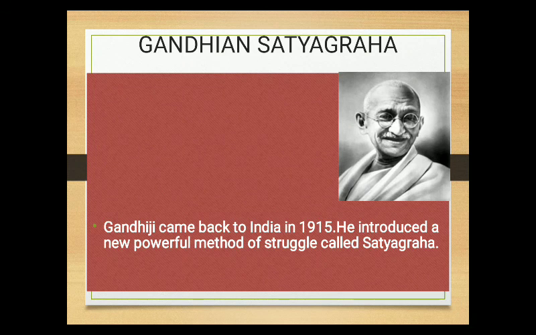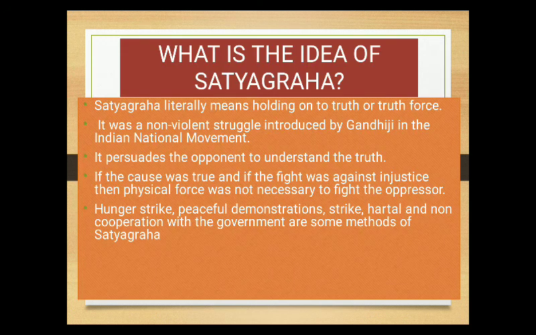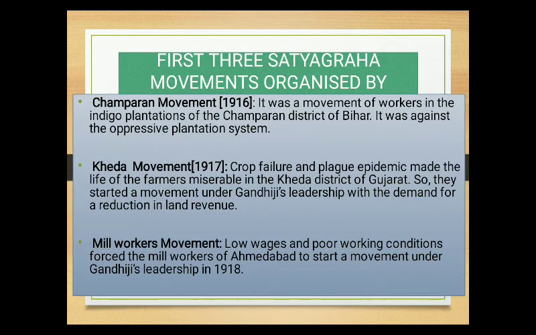And then we studied Gandhi and Satyagraha: how Gandhi came to India and started the Satyagraha, what his idea of Satyagraha was, and the first three Satyagraha movements he undertook after coming to India, like the Champaran movement, Kheda movement, and the mill workers movement.